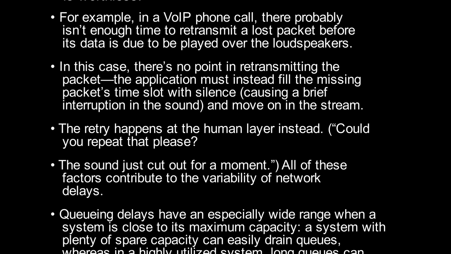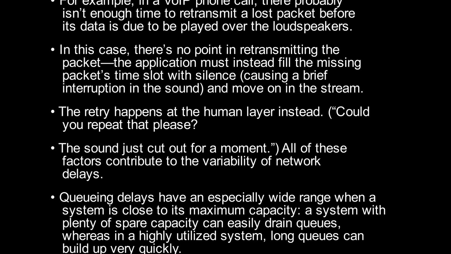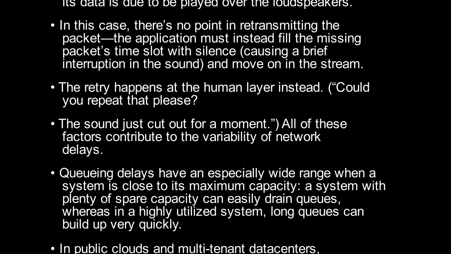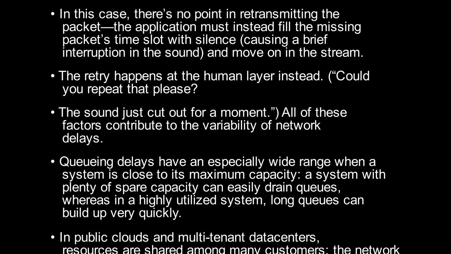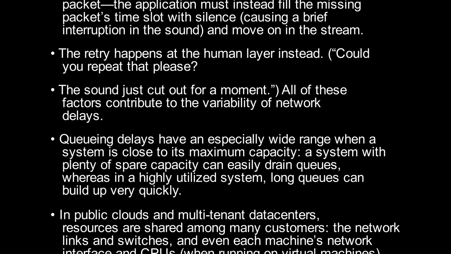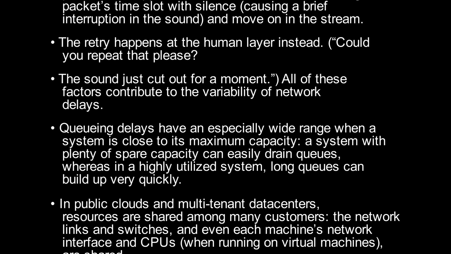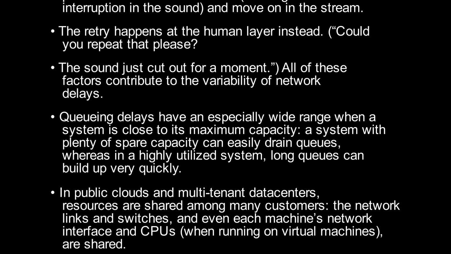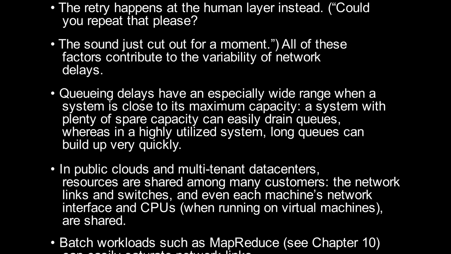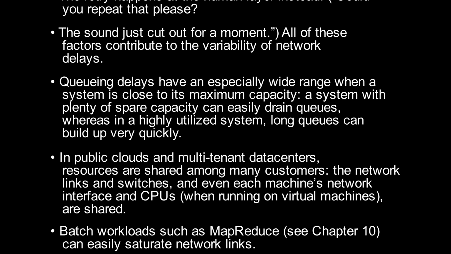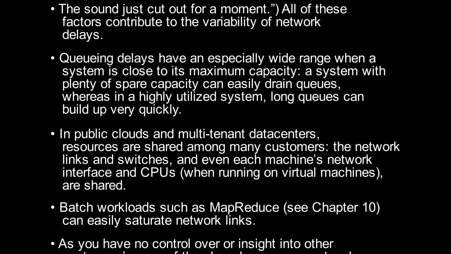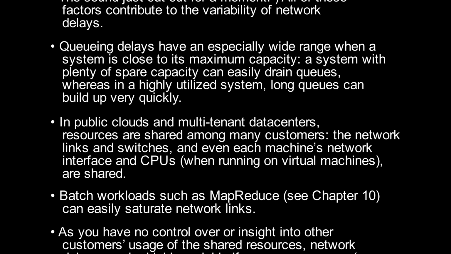All of these factors contribute to the variability of network delays. Queuing delays have an especially wide range when a system is close to its maximum capacity. A system with plenty of spare capacity can easily drain queues, whereas in a highly utilized system, long queues can build up very quickly. In public clouds and multi-tenant data centers, resources are shared among many customers. The network links and switches, and even each machine's network interface and CPUs when running on virtual machines, are shared.